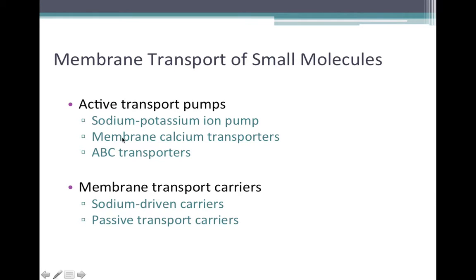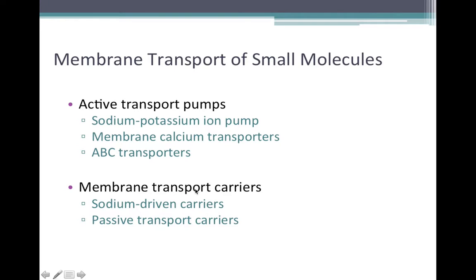Now, we also find most cells have these membrane calcium transporters. Because calcium is an important intracellular signaling atom, we need to make sure that it's transported and stored in the appropriate areas. So these membrane calcium transporters can use ATP to pump calcium into a certain area. Like in muscle cells, a membrane calcium transporter will pump calcium into the sarcoplasmic reticulum. Or in other cells, membrane calcium transporters can pump calcium out of the cell and keep calcium concentrations low inside of the cell.